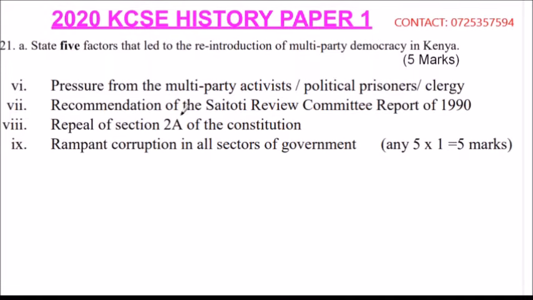Number 7, recommendation of Saitoti Review Committee report of 1990. Number 8, repeal of Section 2A of the Constitution. So this is the one that was changed to allow for the introduction of multi-party. Number 9, rampant corruption in all sectors of government. So those are the answers that are expected in this question.